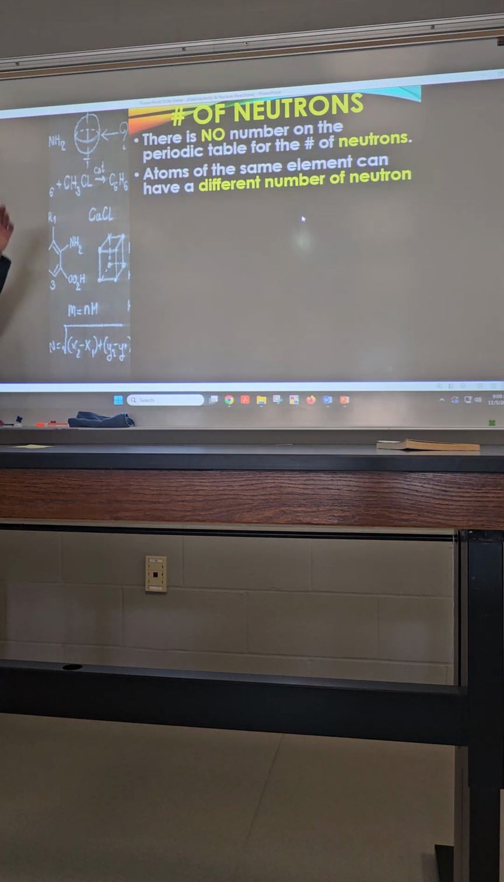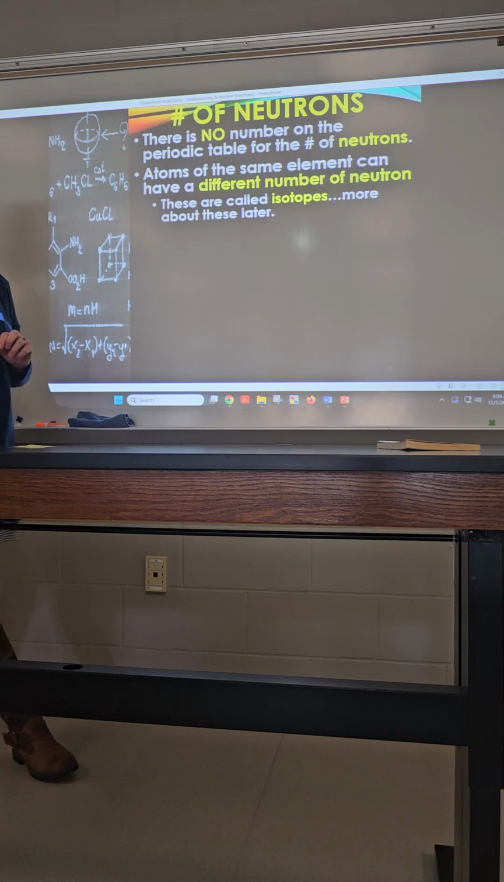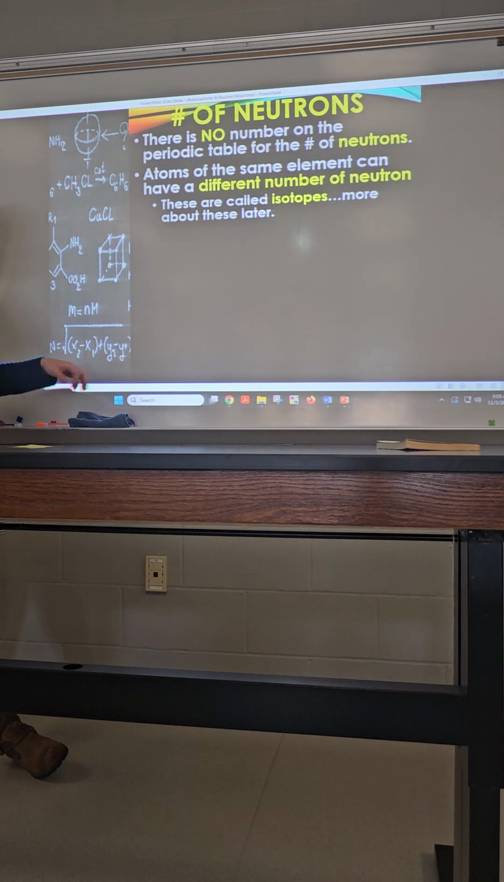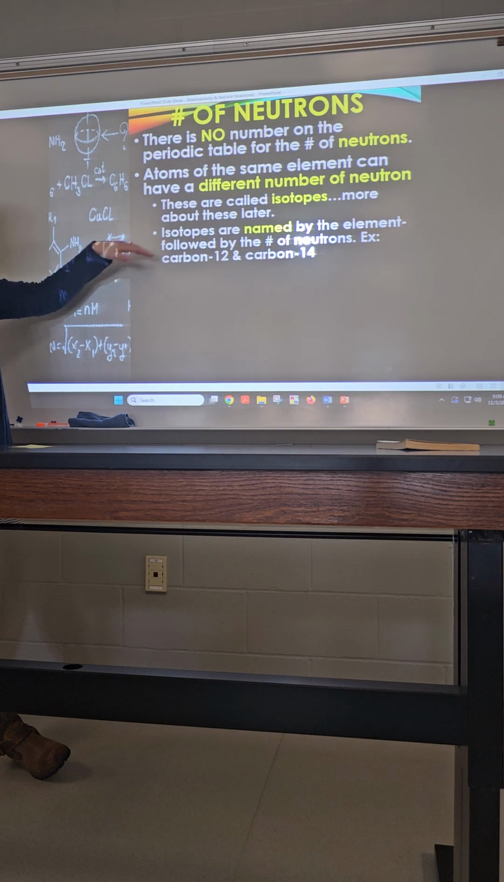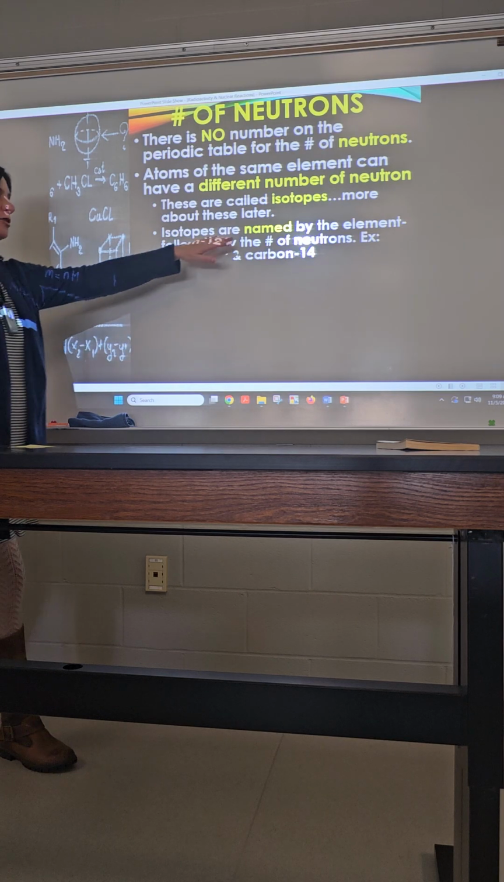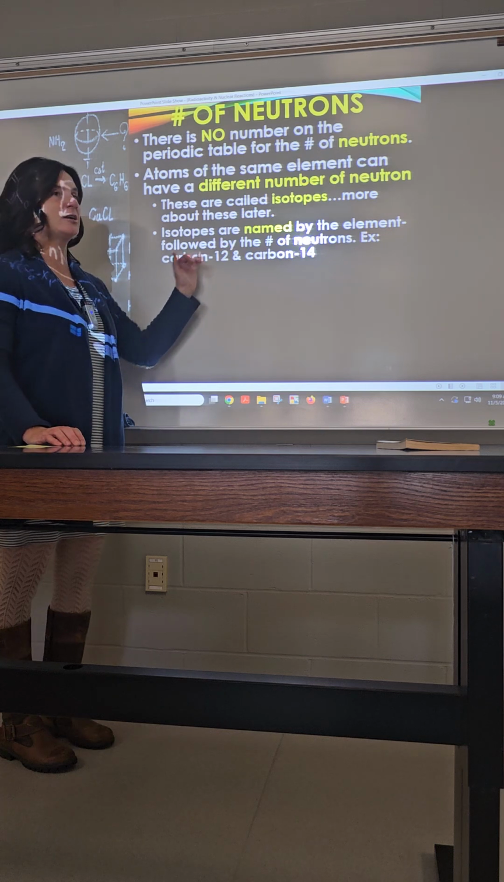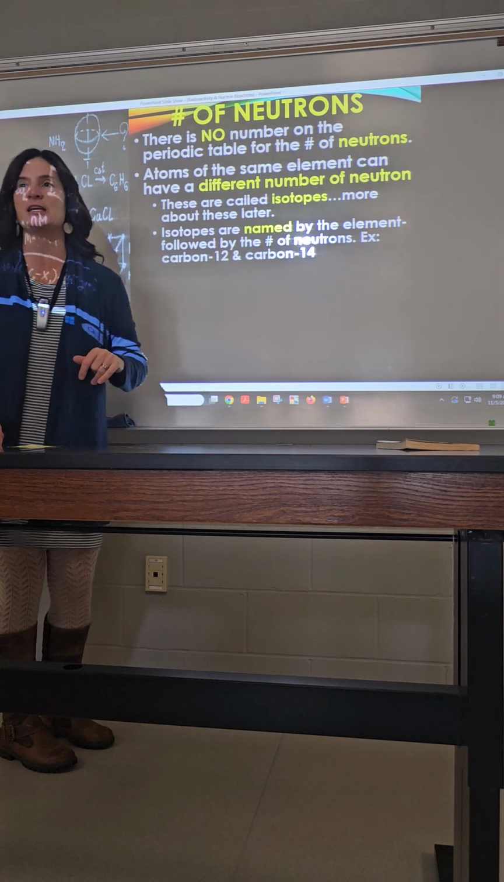And so, again, this is important because atoms of the same element can have a different number of neutrons, like carbon 12 and carbon 14. One has 6, one has 8 neutrons. That's important. And these are called isotopes, not ions. Ions deal with changing electrons. Isotopes are changing the number of neutrons. And we also said that isotopes are named by the element followed by the mass number. So you just heard me say carbon 12 and carbon 14.